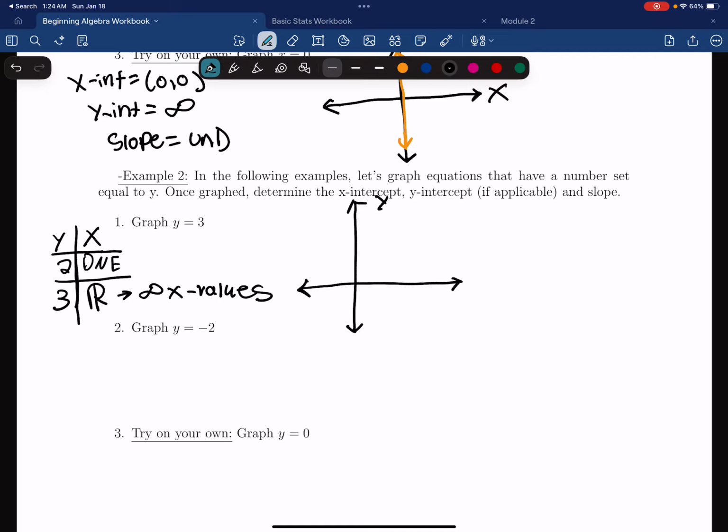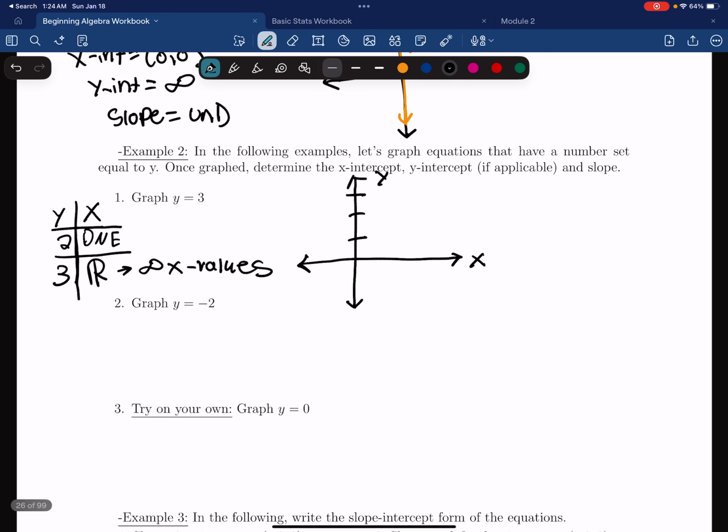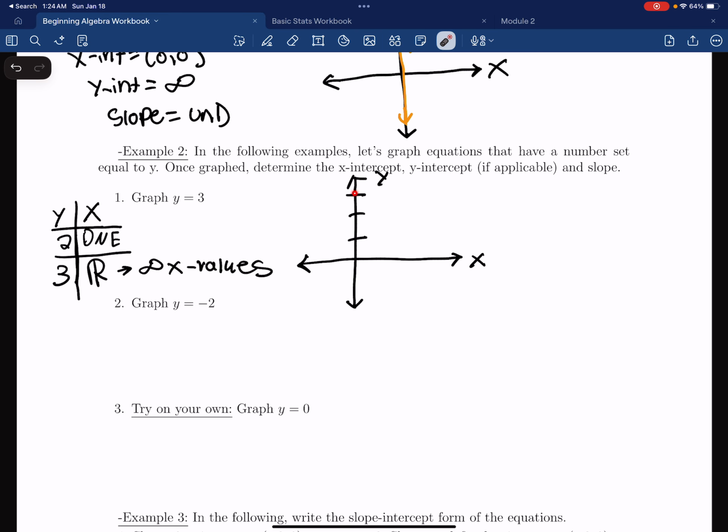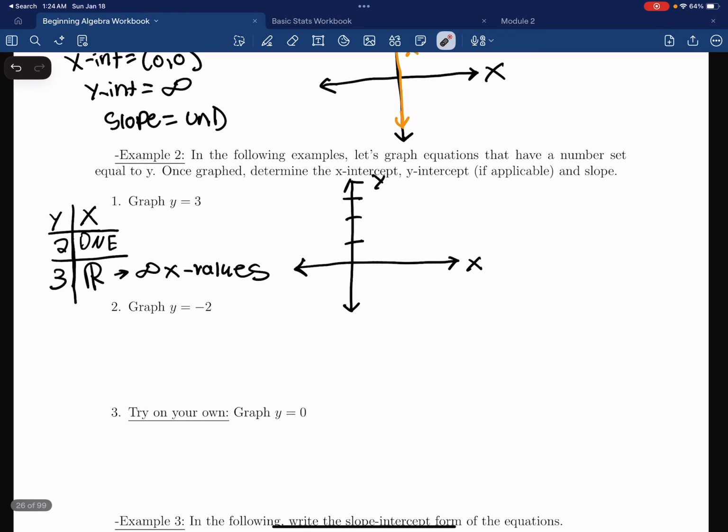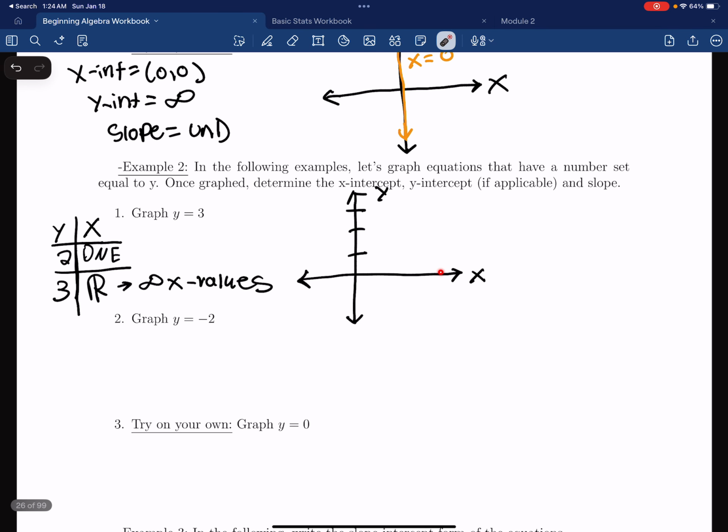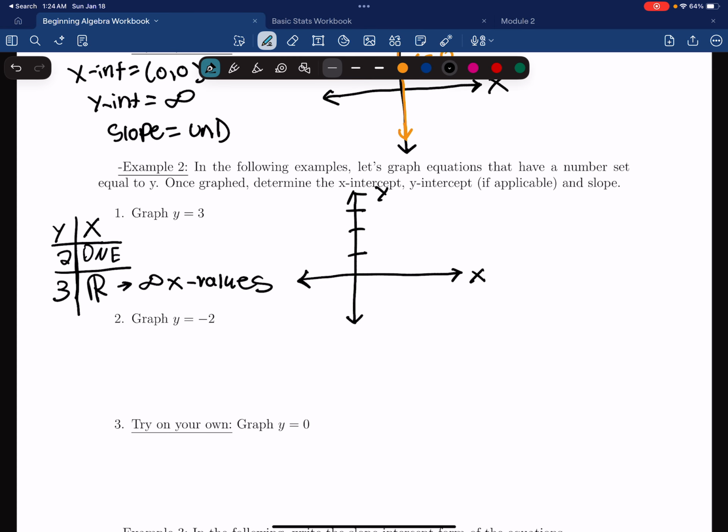So this is our y-axis, this is our x-axis, and we have to get to y equals 3. So I'm going to go up 1, 2, 3. Now, at y equals 3, which is right here, we have infinite x values. So that means we're going to go infinitely into the negative direction of our x values and infinitely to the right in our positive direction for x values. So here's what this will look like. It'll just be a horizontal line like so at y equals 3.